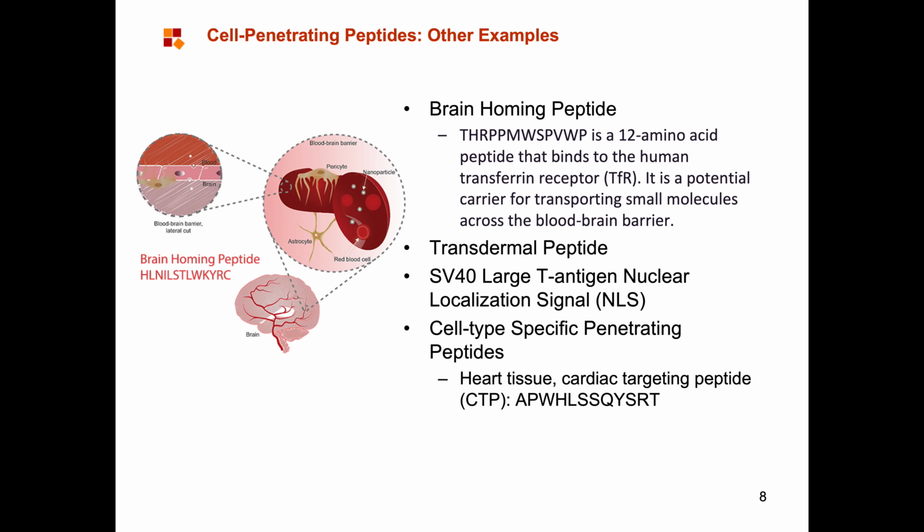CPPs can enter the regular cell membranes. Some other peptides are tissue-targeting peptides. For example, this brain-homing peptide can cross the blood-brain barrier. Other peptides can cross the skin as transdermal peptides, target heart tissues as cardiac-targeting peptides, and nuclear localization signal peptides.